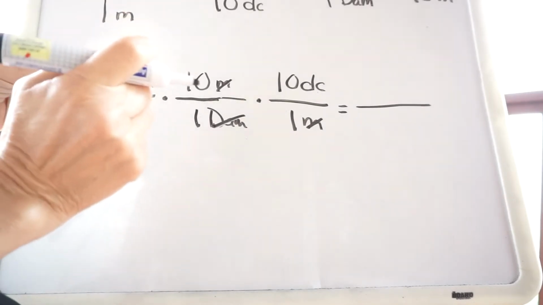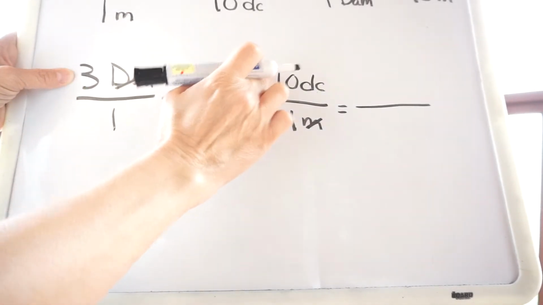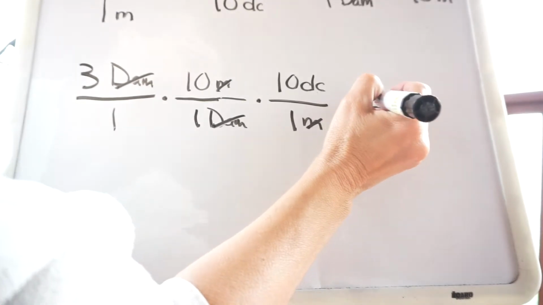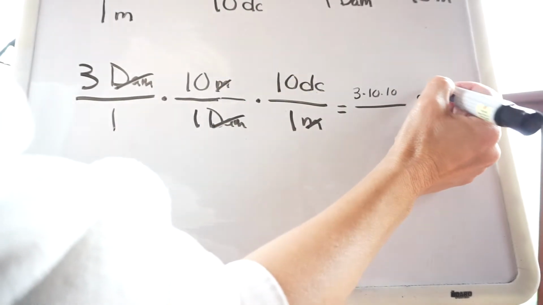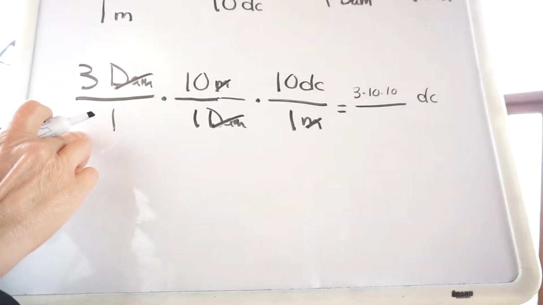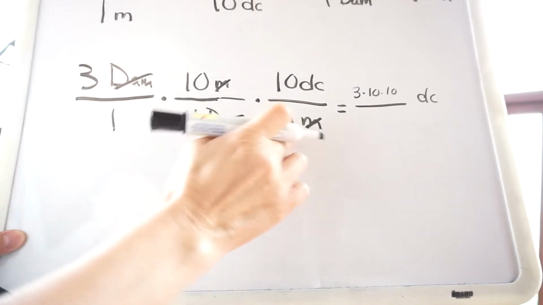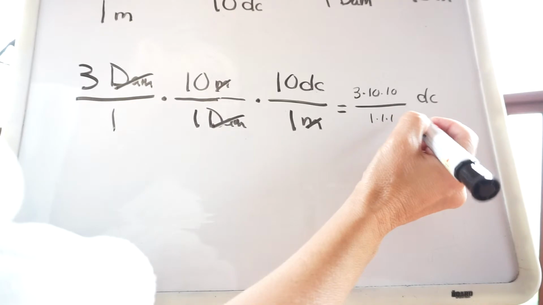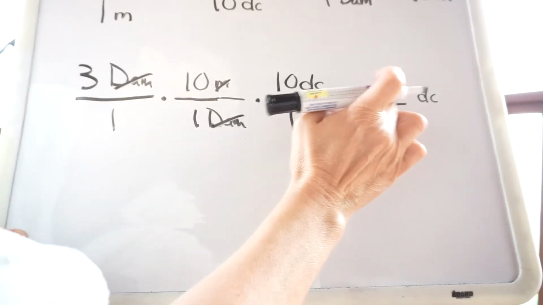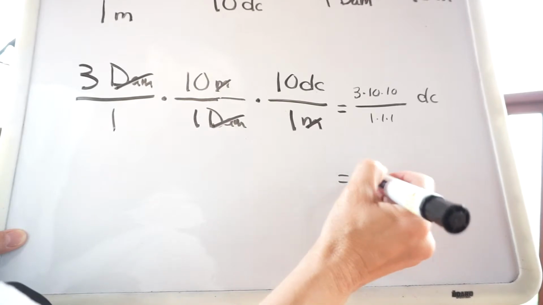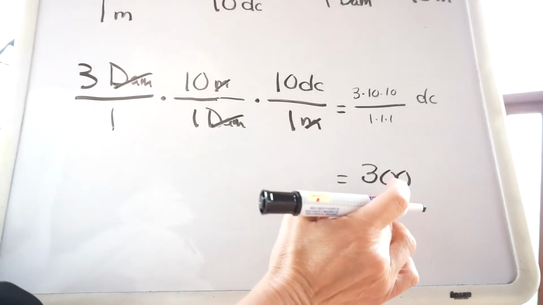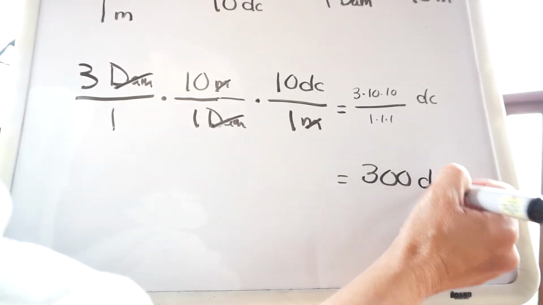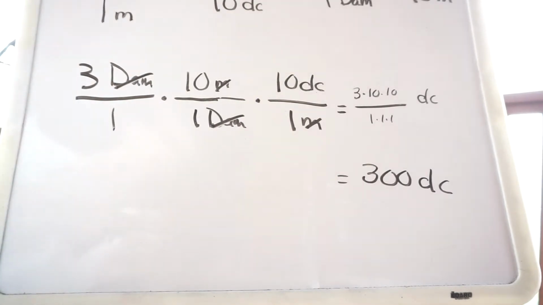So in the numerator we have 3 times 10 times 10. And then the only unit we have left is decimeter. And then in the denominators we have 1 times 1 times 1. Well, 1 times 1 times 1 is just going to be 1. So this is just equal to 10 times 10 is 100 times 3 is 300. In the denominator we just have 1, so we could write 300 over 1, but 300 over 1 just means 300. And then our unit that's left is decimeter. So the answer would be 300 decimeters.